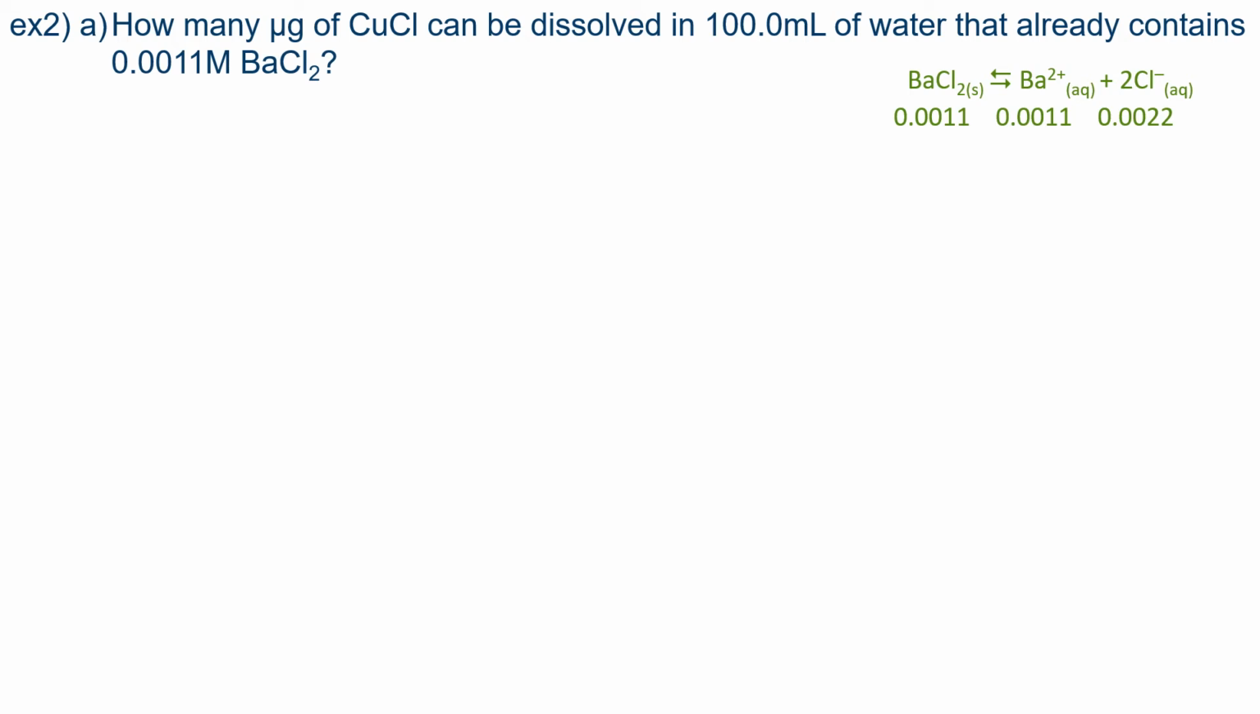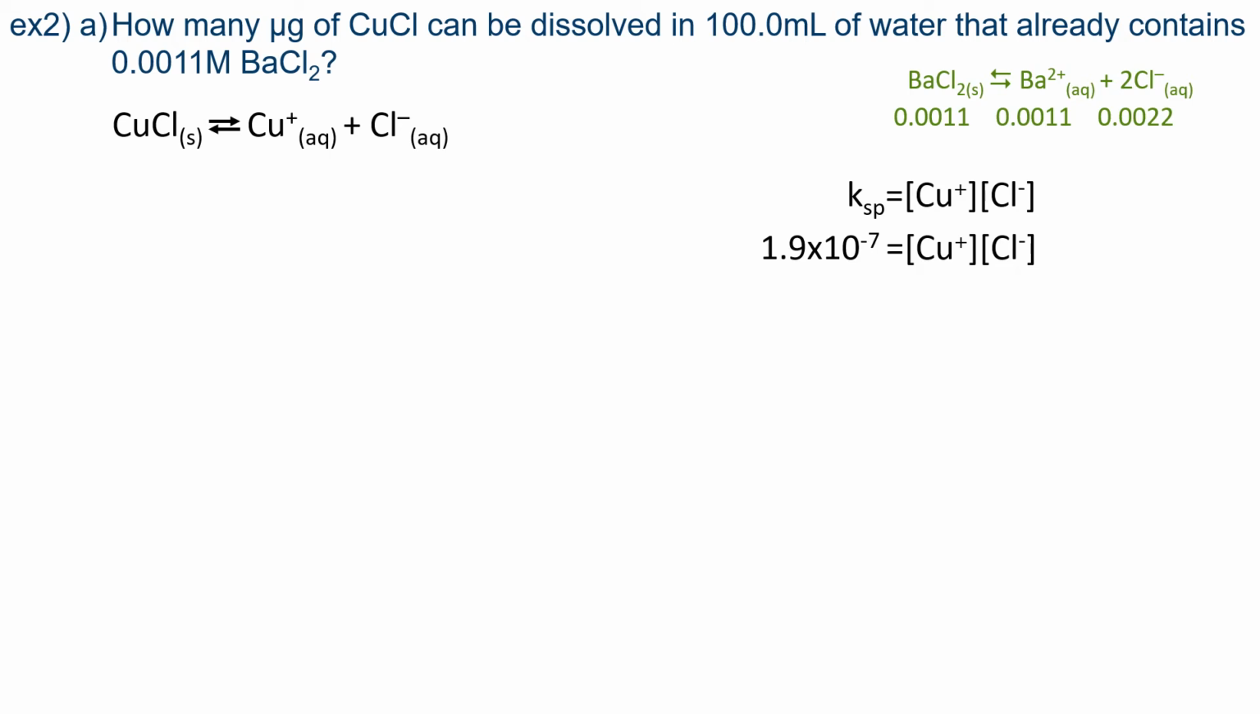So let's do what we did last time, make our balanced decomp reaction. And we make our KSP expression from that balanced decomp. We can take the number from the green sheet, for the maximum dissolvable amount of copper 1 chloride is 1.9 times 10 to the negative 7. We are again going to add X amount, some amount of copper 1 chloride. The copper ion concentration will be equal to the same amount.